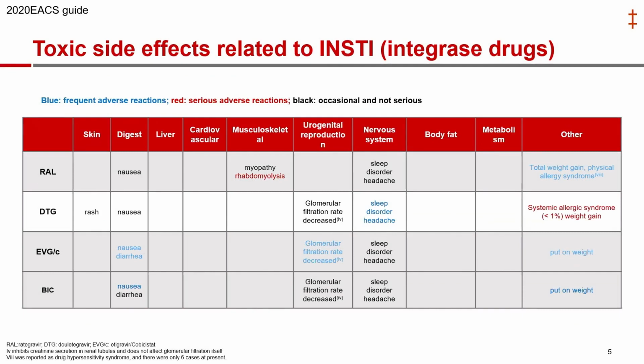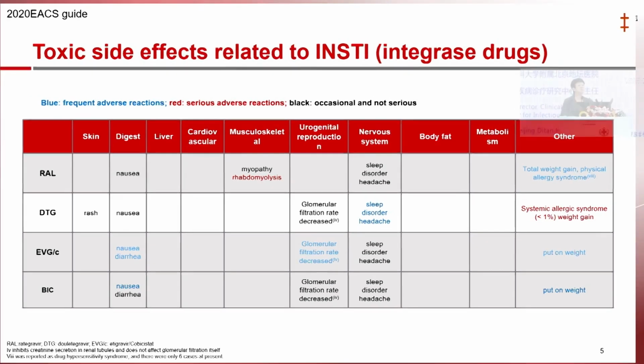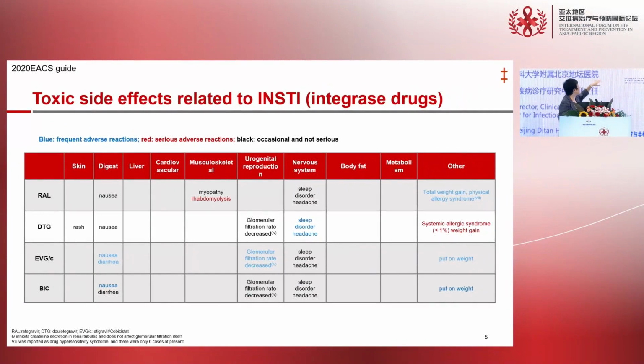So have a look at the newer generation of drugs, which is INSTIs. How about the toxic side effects of this class? Is that perfect? It's not perfect. You can see that these are the 4 major INSTIs in the market. The first drug, RAL, has a problem of rhabdomyolysis and also allergy.